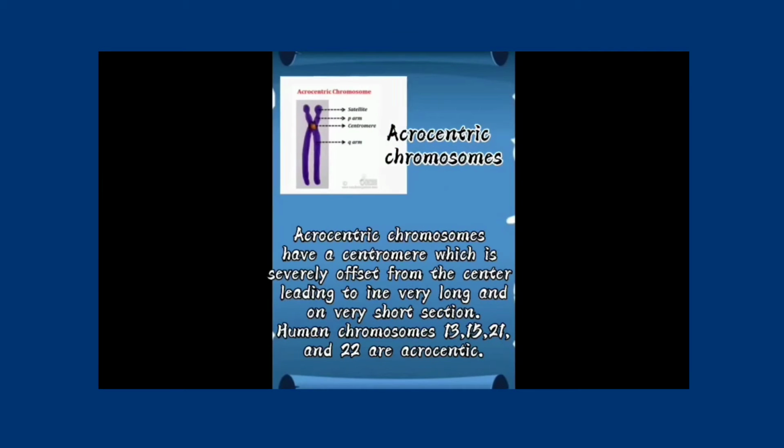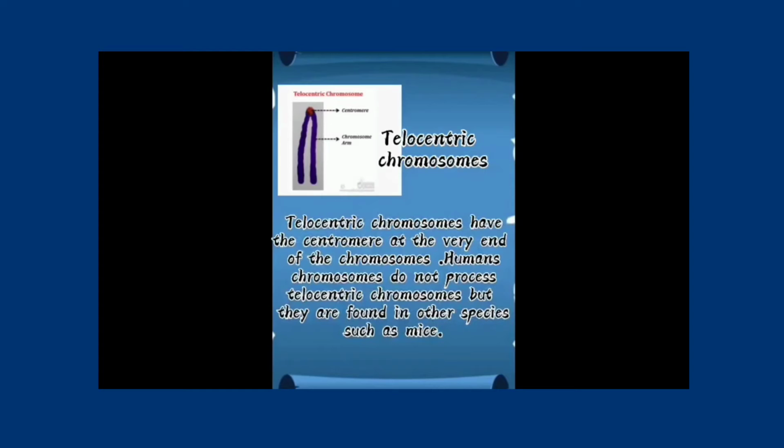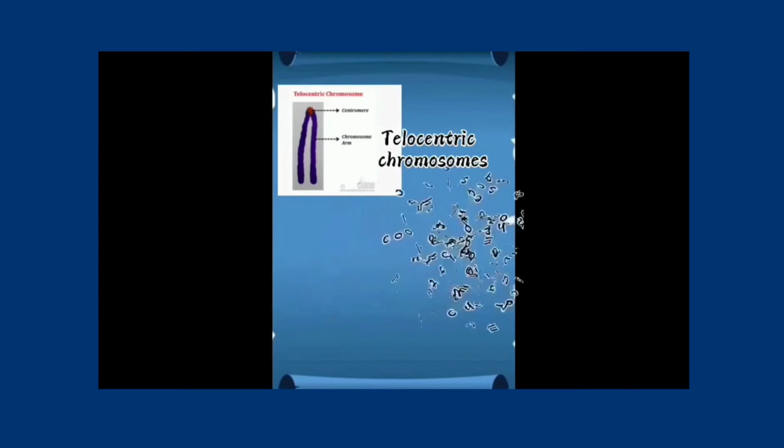Acrocentric chromosomes have a centromere which is severely offset from the center, leading to one very long and one very short section. Human chromosomes 13, 15, 21, and 22 are acrocentric. Telocentric chromosomes have the centromere at the very end of the chromosome. Humans do not possess telocentric chromosomes, but they are found in other species such as mice.